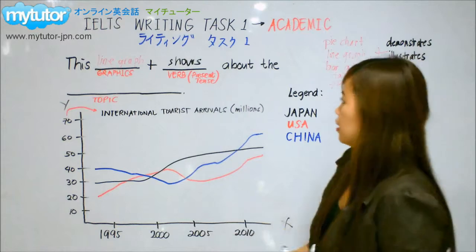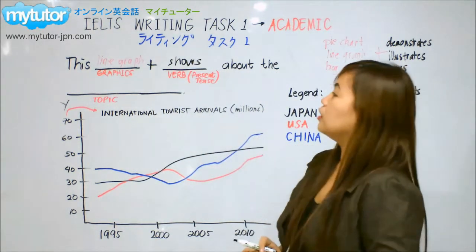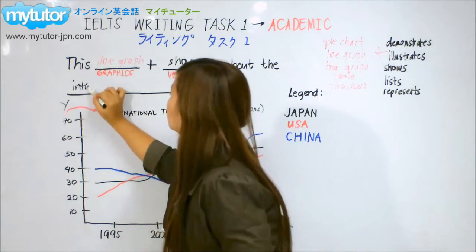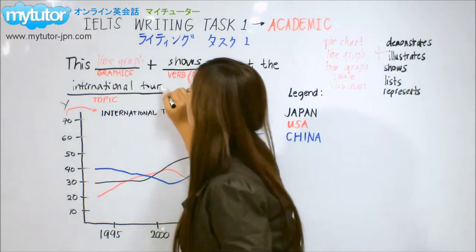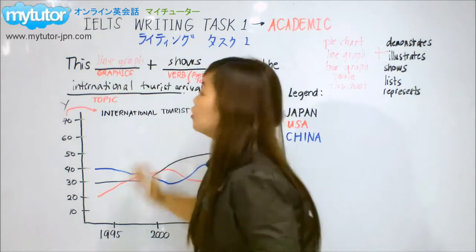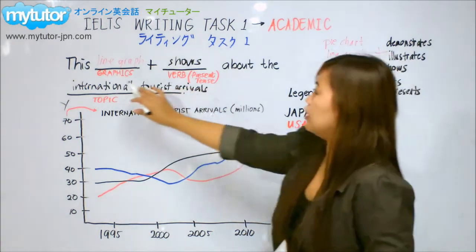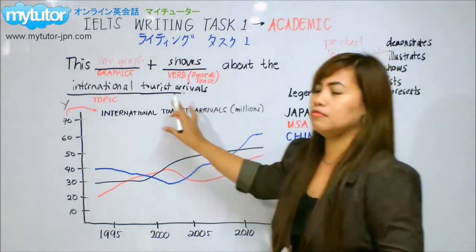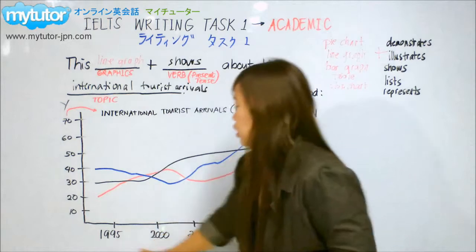So, as you can see here, the topic is of course international tourist arrivals. So we can put it here. In this case, it varies depending on which one you get. Say, for instance, this line graph shows about the sales of cars in a particular year. You have here the year.